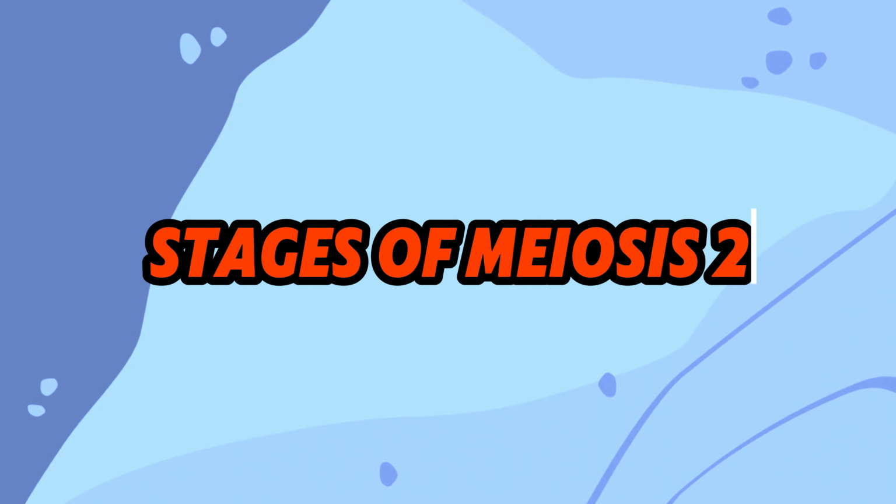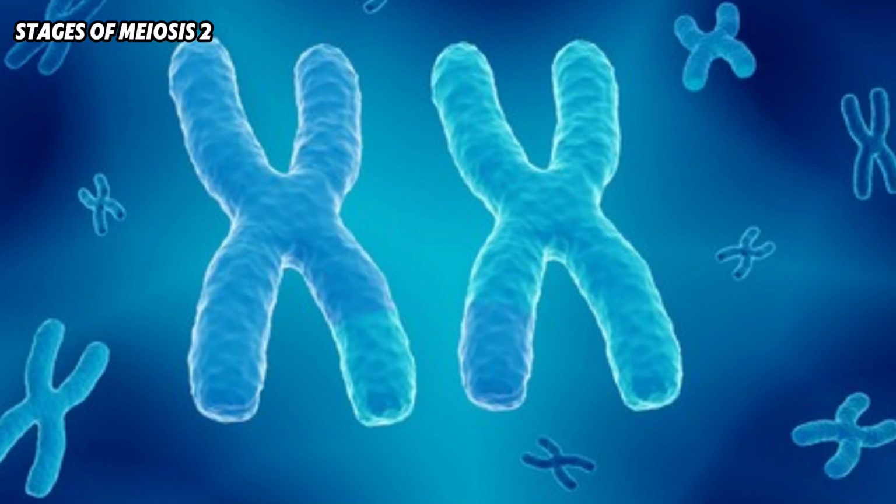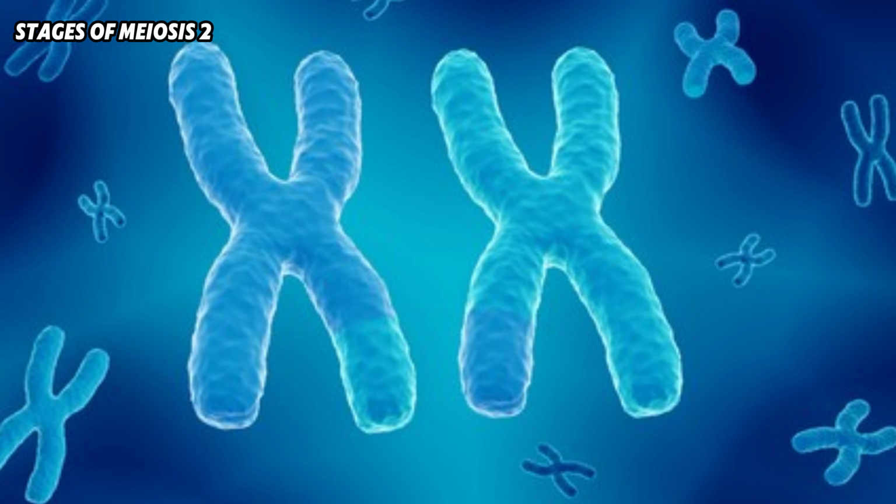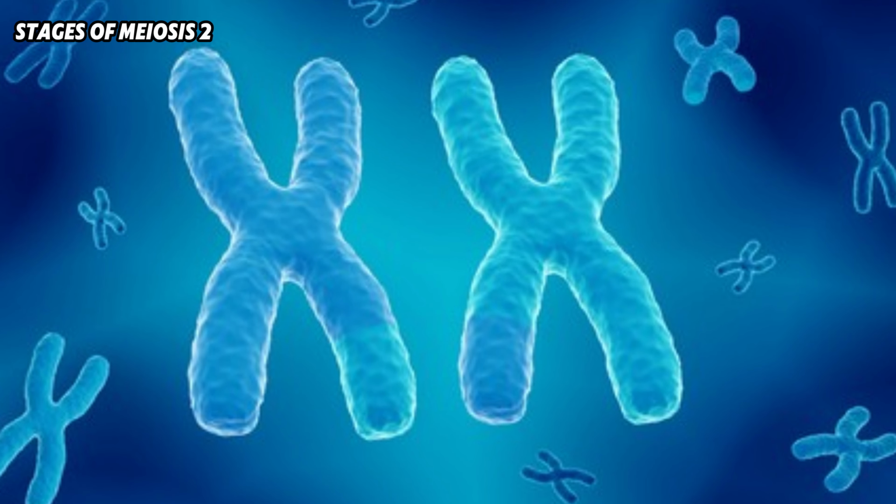Now, we are moving to the stages of meiosis 2. Meiosis 2 is similar to mitosis and is all about separating the sister chromatids.